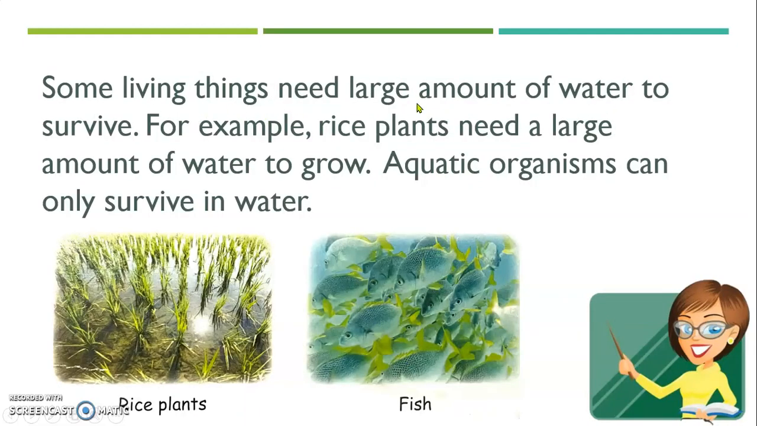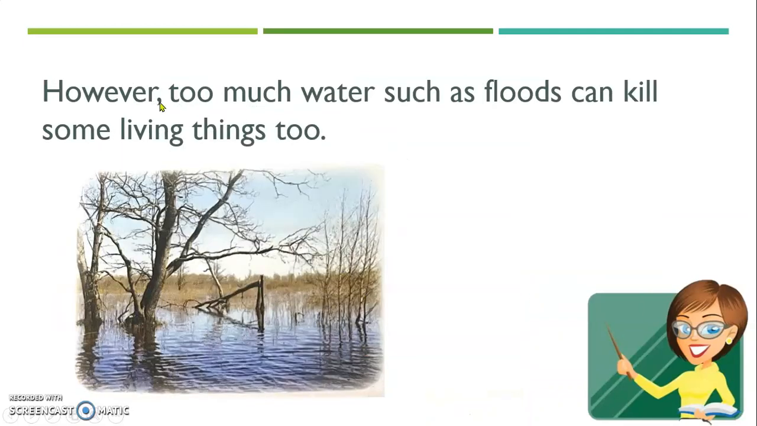Some living things need a large amount of water to survive. For example, rice plants need a large amount of water to grow. Aquatic organisms can only survive in water. However, too much water such as floods can kill some living things too.